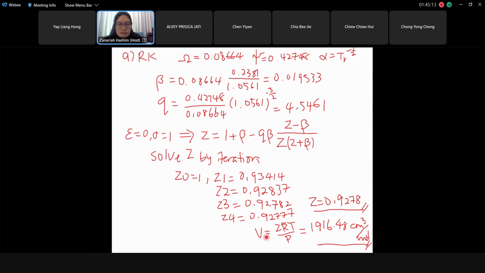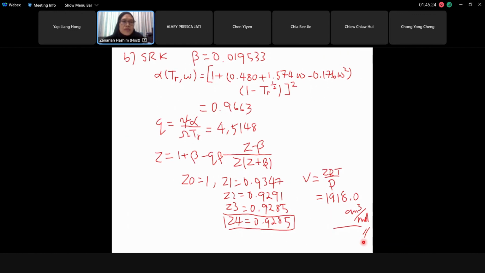So finally you just substitute the value of Z here in this equation to get V. So you get V 1916.48 centimeter cubed per mole. Okay. Now for SRK, sama juga prosedur dia. You have to get the parameters from the table, but for the SRK, the alpha value becomes a bit slightly more complicated because you ada this equation, yeah. So this equation, the alpha now is a function of TR as well as omega. Okay, so omega tadi kita dapatkan from appendix. So you just sub omega and then the TR to get this value. And then you get the Q. Okay, and you get the Z solved by iteration. Finally, you get the V.